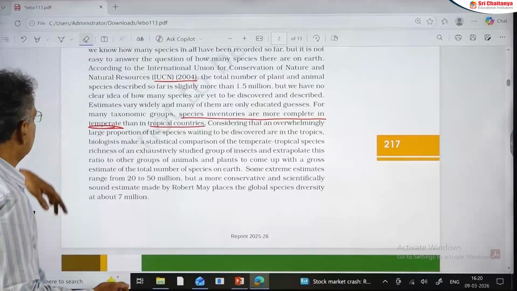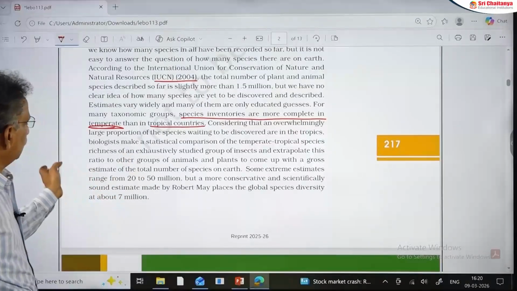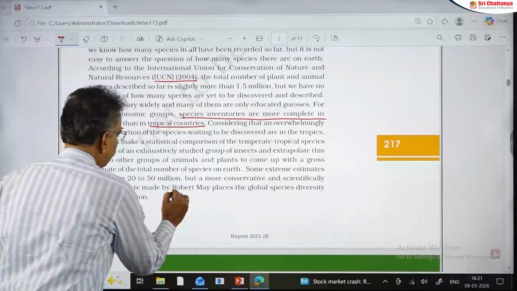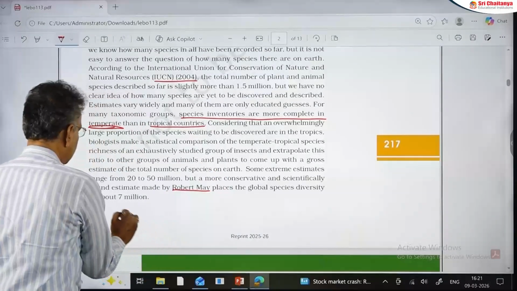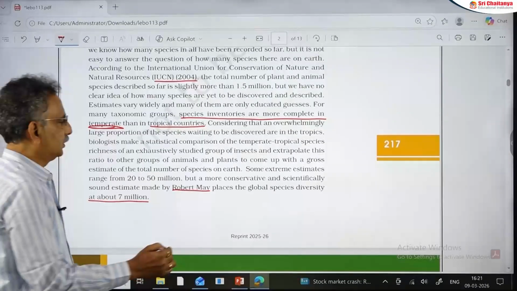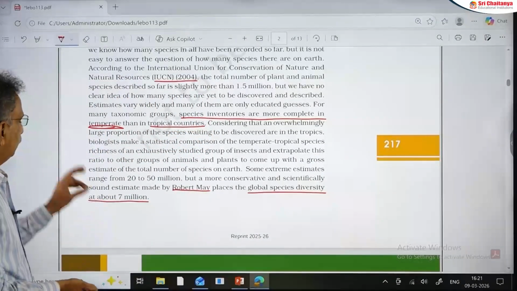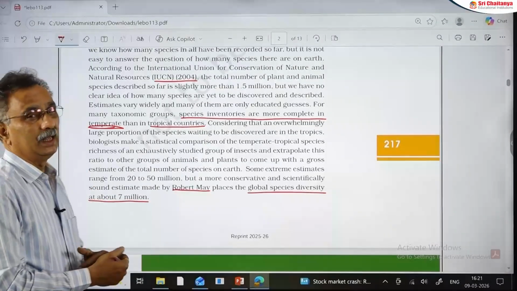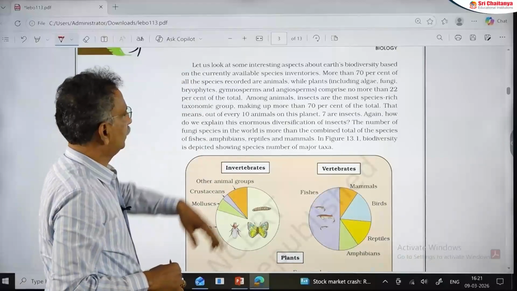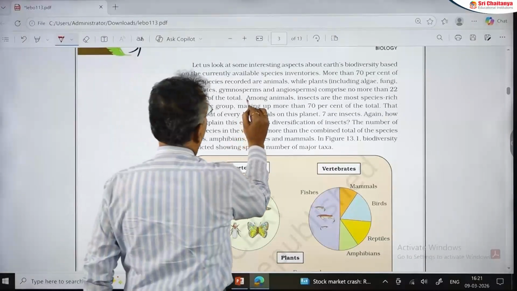Some people have estimated that it can be 20 to 50 million, but the more appropriate estimate is by Robert May, at about 7 million for the entire global species. So the global species diversity given by Robert May, about 7 million, is the more valid figure. This is a simple Venn diagram type, and within it you can understand the distribution among animals.